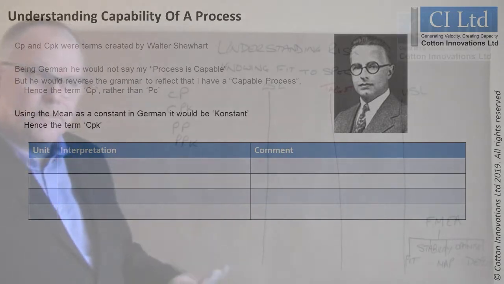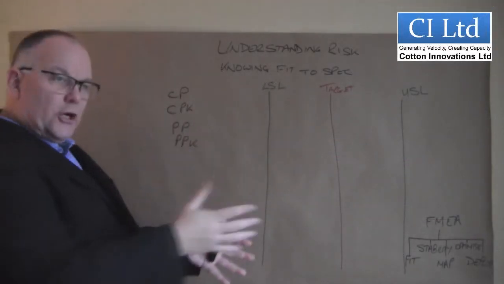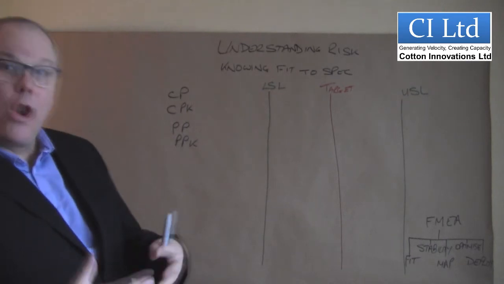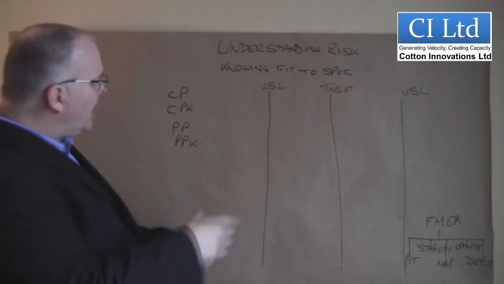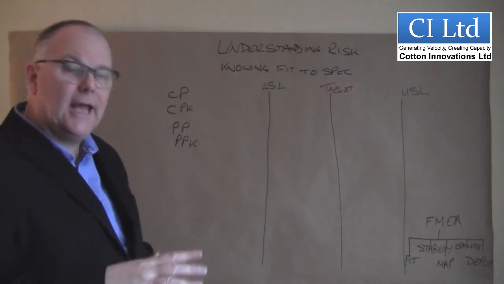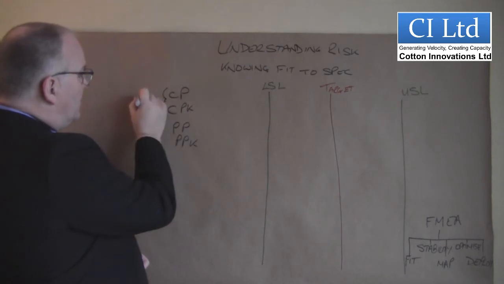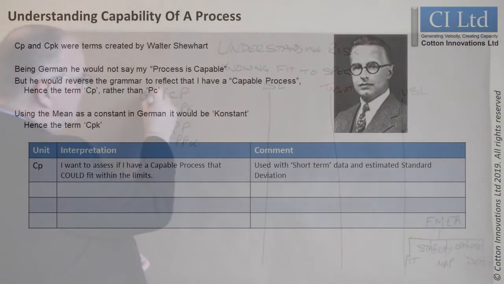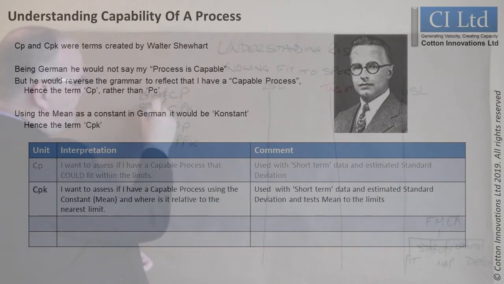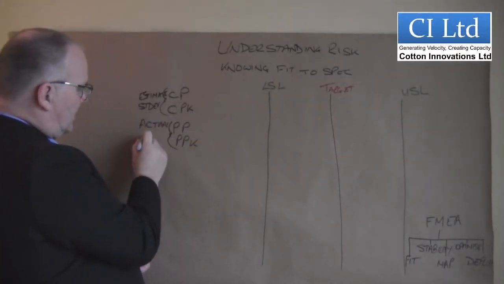PP, PPK are two other terms. People have often talked about this being production process or long-term data. The key difference between a CP and a PP and a CPK and a PPK is that these two here use an estimate of standard deviation, and these two terms here use the actual standard deviation.